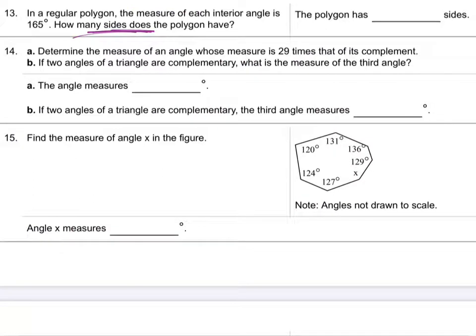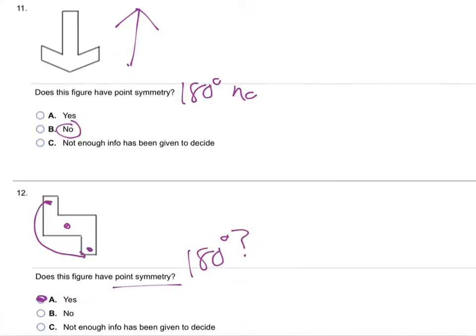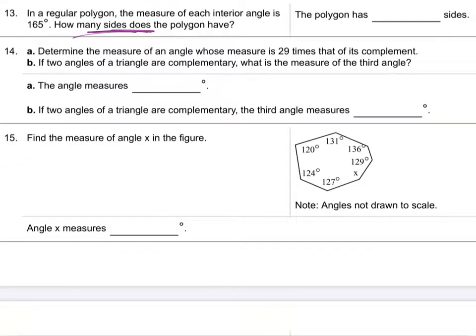All right, so we got that with the angle measures. Wait, where were we? I'm confused. Oh, there it is. We're done. So this is 24 sides.